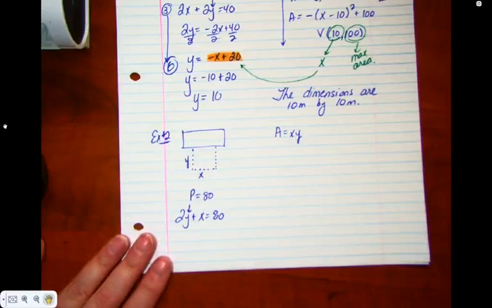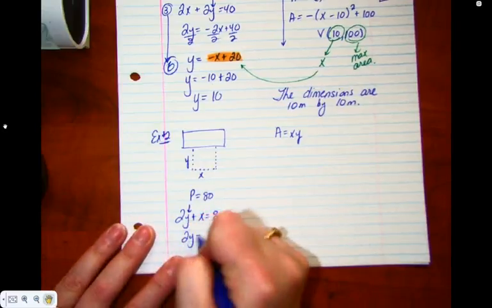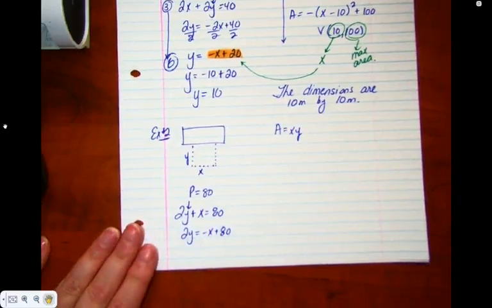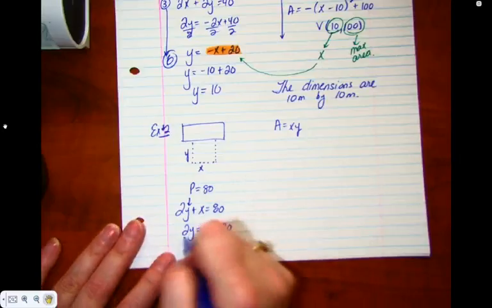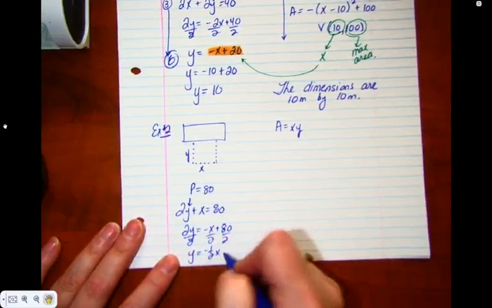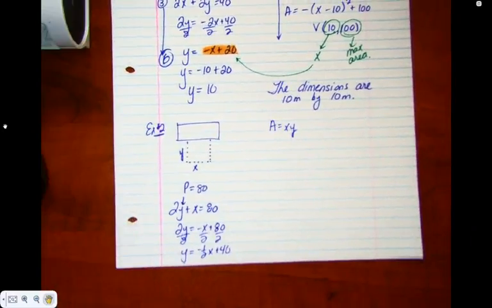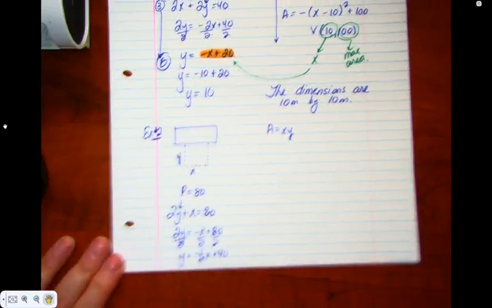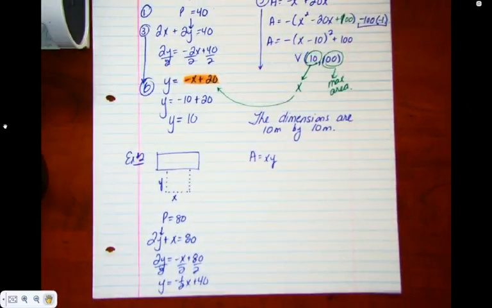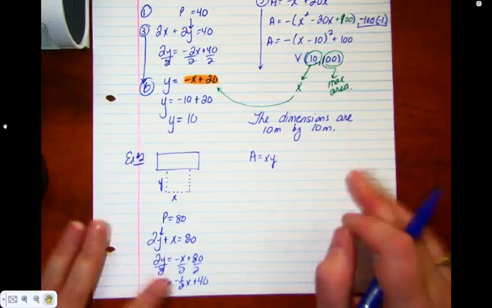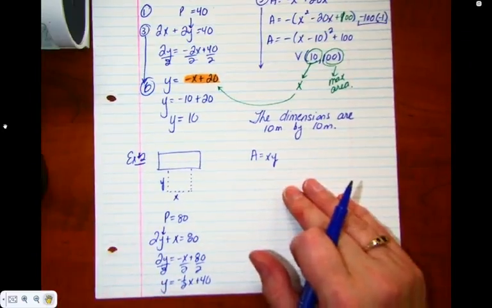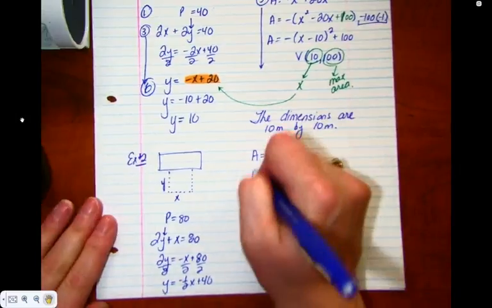Fair enough. I want to get the y by itself in order to use substitution on the other side. How do I get rid of plus x? How do I get rid of the coefficient of 2? So I get negative a half x plus 40. Now I go back to the right. What am I going to do over here? Take y out and put in.